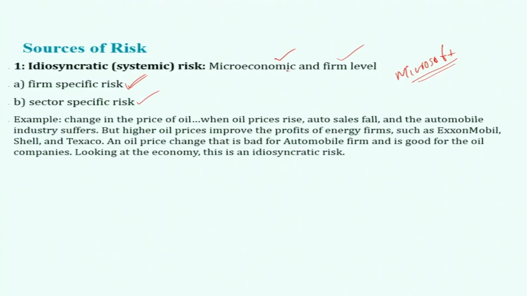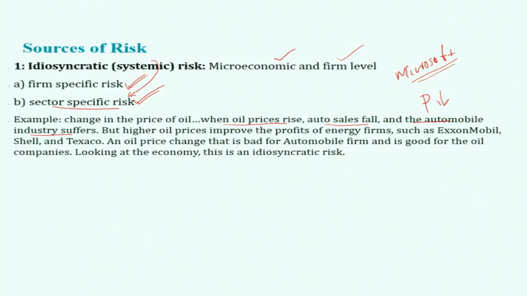And elaborating on this a little bit, we can move to sector specific risk. For example, take the example of a change in the price of oil. What would happen if there is an increase in the price of oil? You know that when the price of oil increases, auto sales fall and the automobile industry suffers, right? So that is a supply side shock in the form of an increase in the price of oil, which would cause the automobile security prices to decline. So that sector will be badly affected because of the increase in the price of oil. This is called a sector specific risk. This is also called a systemic risk as well.